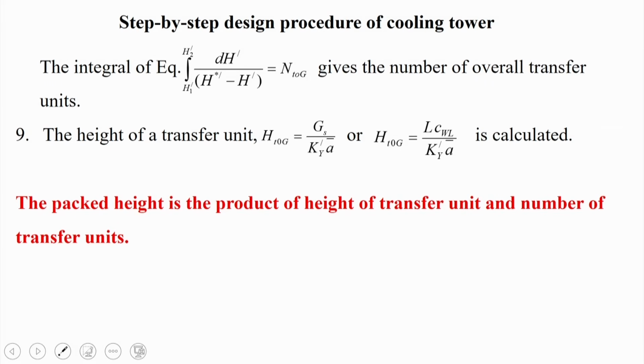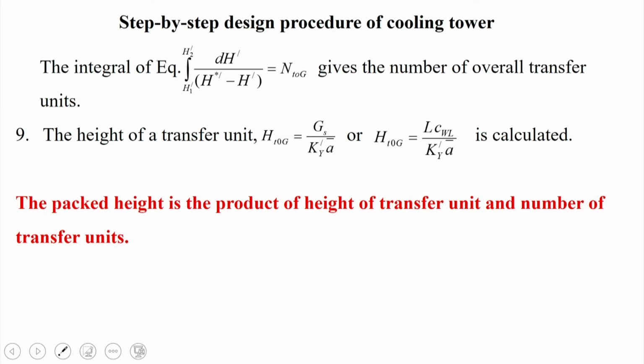And then the integral of dH prime by H star prime minus H prime from H1 prime to H2 prime is nothing but NTOG, which gives the number of overall transfer units. The height of the transfer unit HTOG will be Gs by capital K y prime into A bar, or in terms of liquid flow rate, L into CWL by capital K y prime into A bar. The packed height is the product of the height of the transfer unit and the number of transfer units.